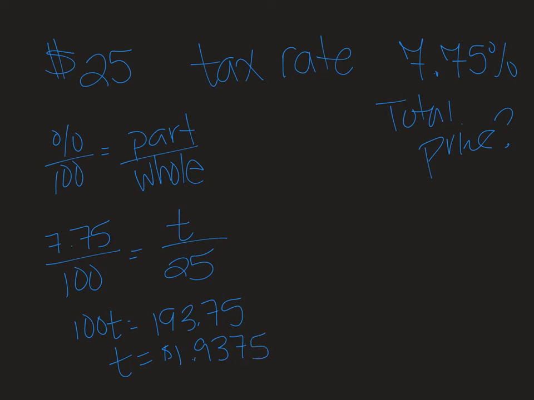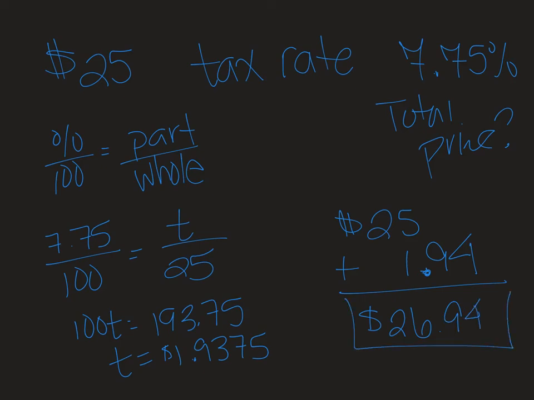193.75. We are talking about money, so you want to make sure that you end up rounding at the very end. So I'm going to do my $25 plus 1.94, and this gives you $26.94 as your total price. That's your total price that you're paying, tax plus the shirt.